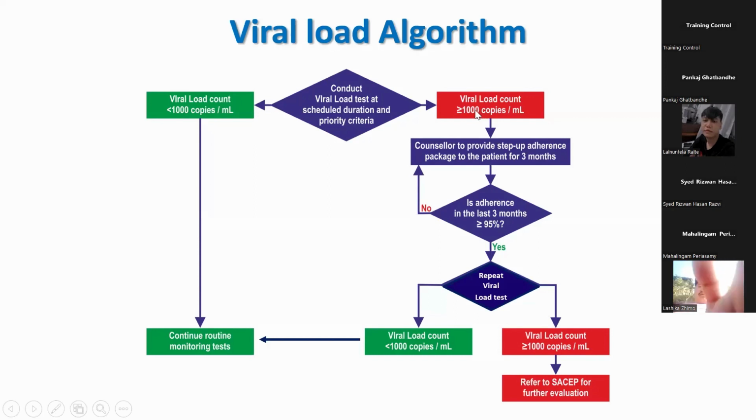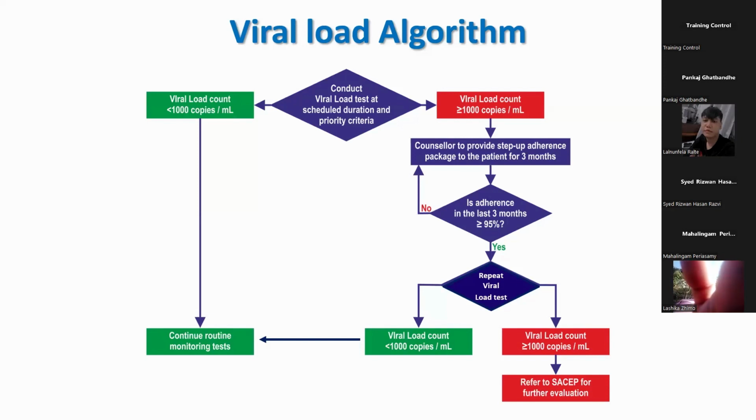If it is more than 1000 copies per ml, then refer them to the counselor to provide the step-up adherence counseling package for the next 3 months. So for the next 3 months, every month you have to observe if the adherence is more than 95%. Every month it should be 95%, not only 1 month. Every month the adherence after counseling should be 95%, and then you repeat the viral load testing.